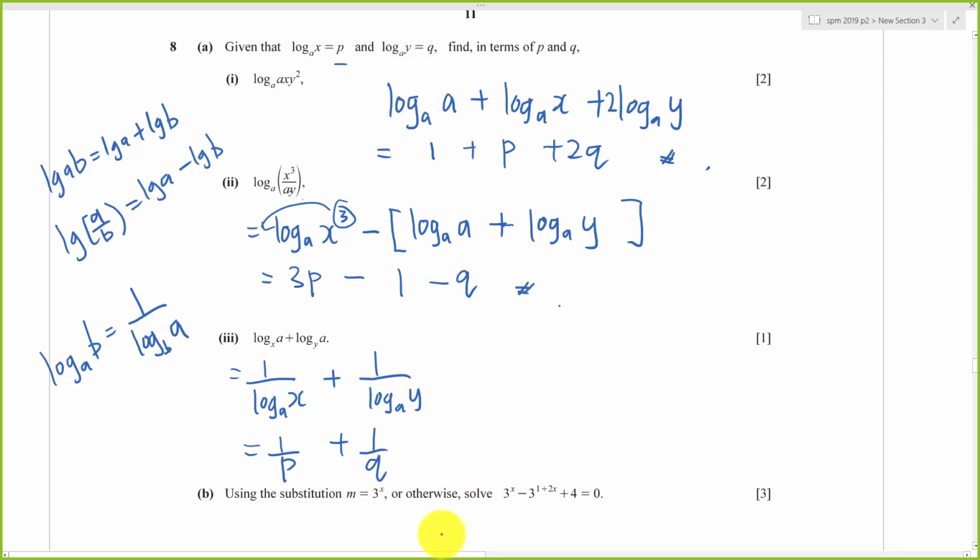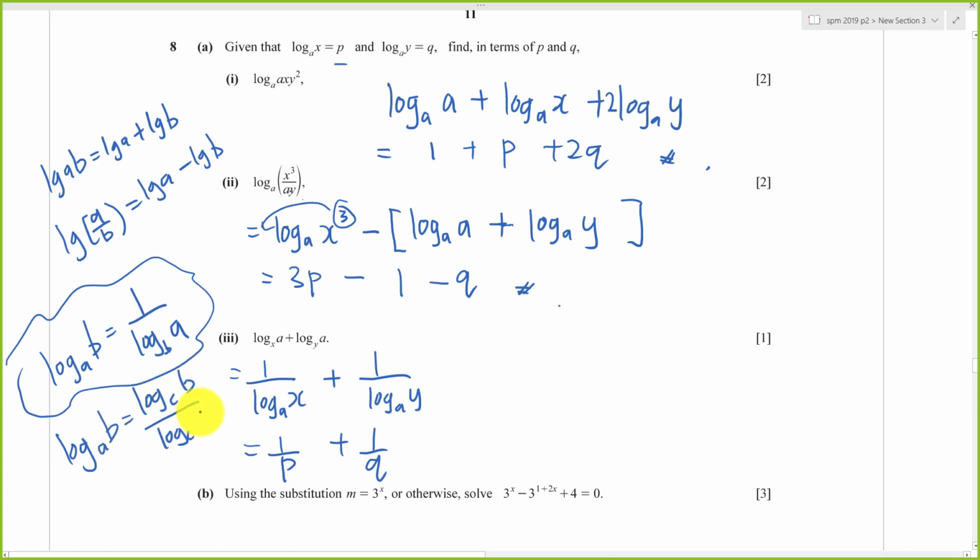Just in case you don't remember this formula, you can use the standard change of base formula: log_a b equals log_c b over log_c a. This formula also works, you just need more steps to get this 1 mark.